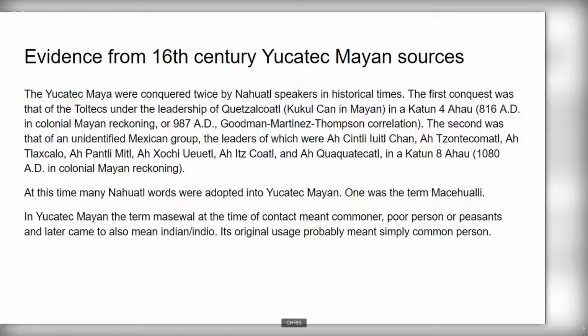And one of those words that they still use to this day is Masewal. It has basically the exact same meaning, which was a commoner, poor person. And then today it references an indigenous person or Indio, although I believe they also have other terms that connotate the same thing. So I thought that was interesting. I wanted to share that in Yucatec Maya, and you can look that up for further reference.